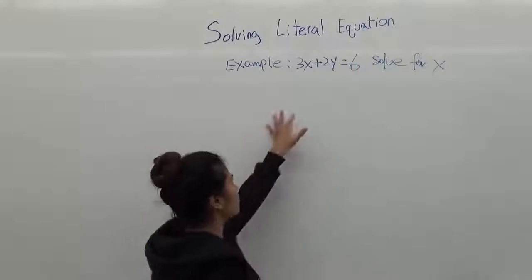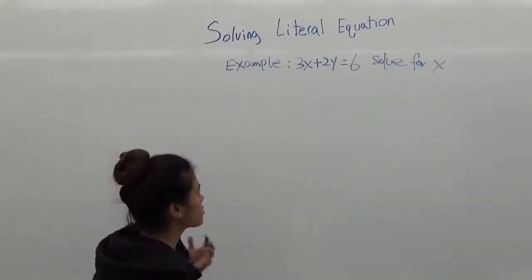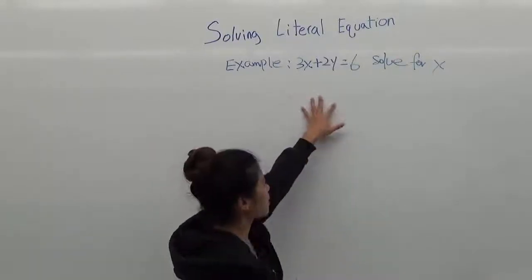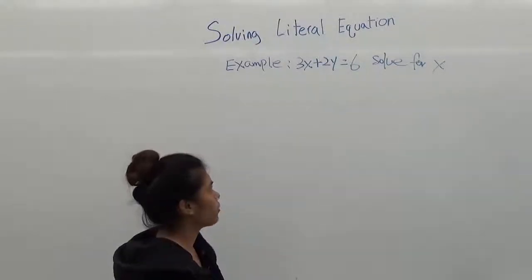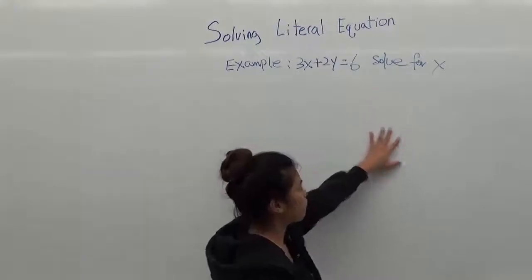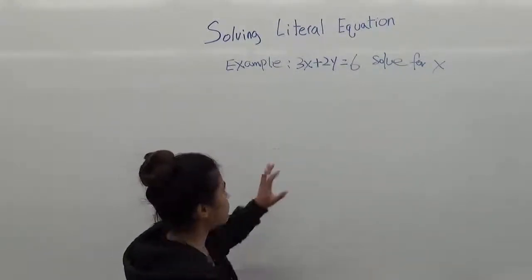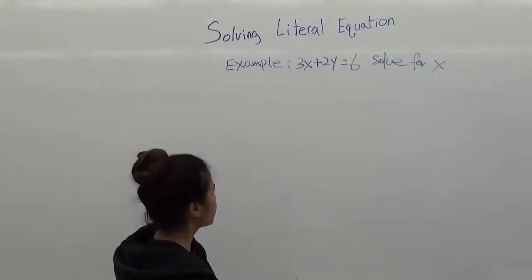We look at the example here, 3x plus 2y equals 6. This equation can be a little bit confusing since there is x and y, so we really need to pay attention to which variable we need to solve for. Since the problem asks to solve for x, in order to solve for x, we need to isolate x, which means we're going to get x by itself.